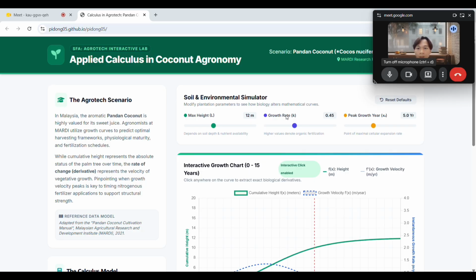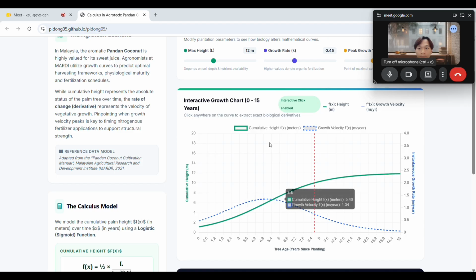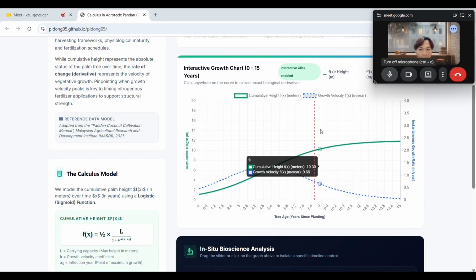There is an interactive slider. We can change the parameters according to the actual conditions in the farm, such as the maximum height of the tree, the growth rate, and the peak growth a year. On the bottom, we can see the graph, and this graph will change dynamically.